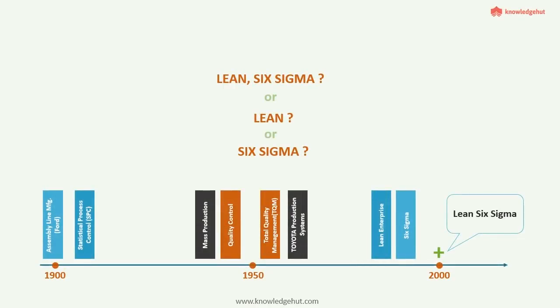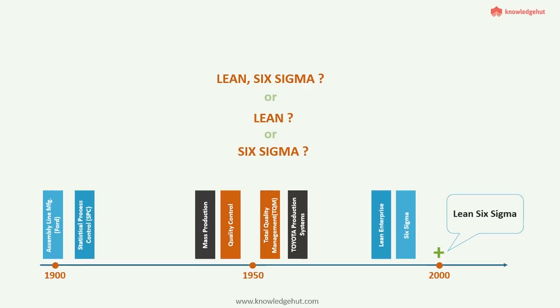But then is it Lean Six Sigma or Lean or Six Sigma? Are they separate or are they together? If we look back over time, we see that Lean and Six Sigma have been evolving over a long period, for more than 100 years. That's a lot of time for something to be around, isn't it? In this timeline that you see on the screen, the red boxes depict tracing the Lean evolution and the gray boxes are tracing the Six Sigma evolution.